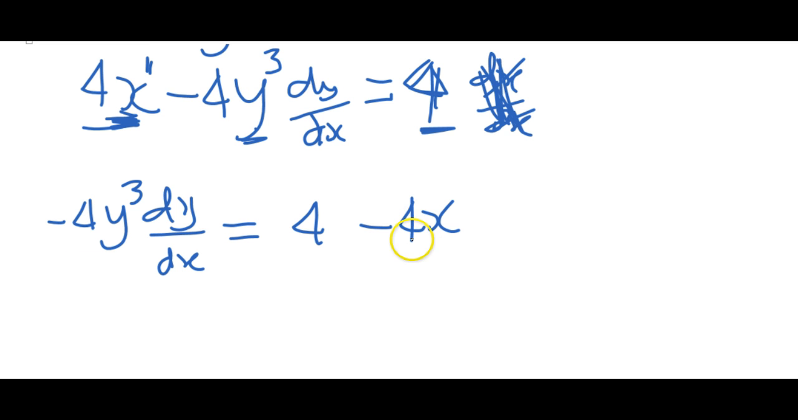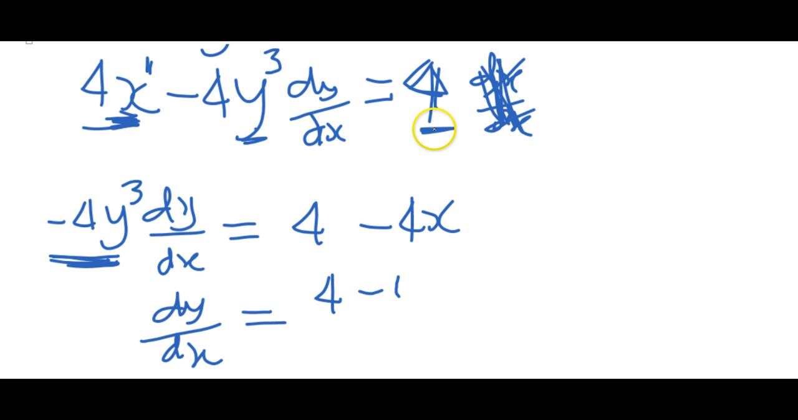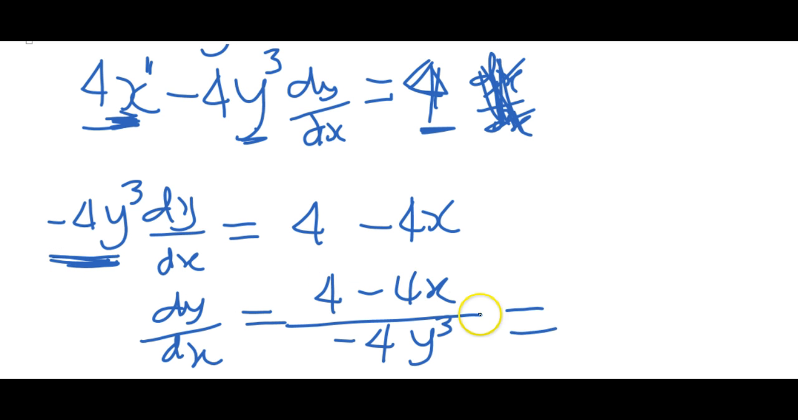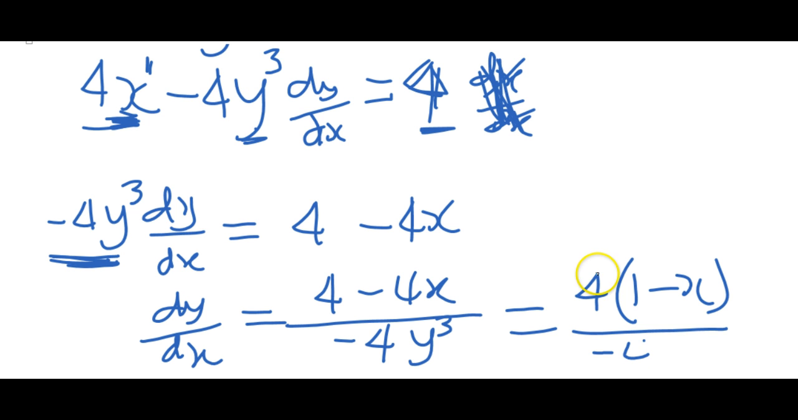And dividing both sides by negative 4y cubed, we have dy dx is equal to 4 minus 4x, all over negative 4y cubed. And you can see that 4 is a common factor here, so we can simplify this. If I factor the numerator, I have 4 into bracket 1 minus x, and the denominator will give me negative 4y to the power 3. And this 4 can cancel with this.